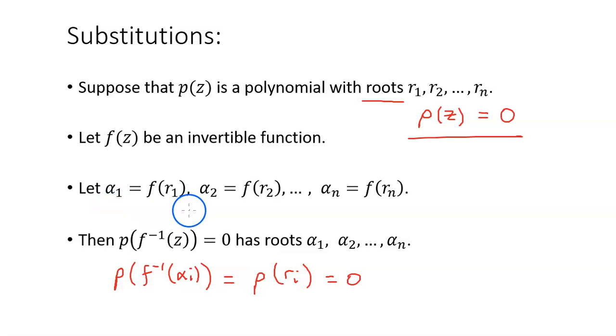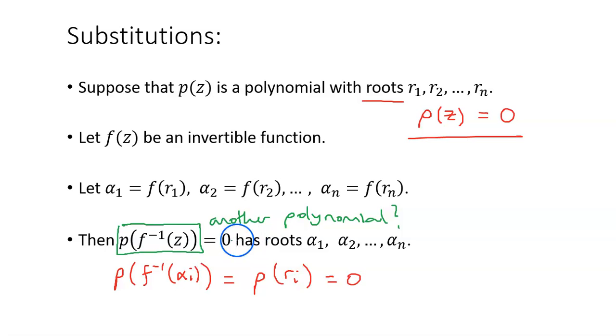Now what we're going to use this observation for is if p of f inverse of z is another polynomial, which sometimes it will be depending on what the function f is, then if we know a polynomial with roots r1, r2 all the way up to rn, we immediately can get a different polynomial with roots alpha 1, alpha 2 all the way up to alpha n.